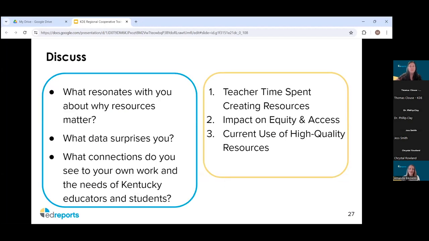Great. So now that you've had a chance to review that data, let's revisit those reflection questions. We'd love to invite you now in the chat to share a response to any one of these questions that's really sticking with you. Those questions are: what's really resonating with you about why resources matter for our students? Any data that really surprised or stood out to you? And what connections do you see to your own work and the needs of Kentucky educators and students? Again, we'd love to invite you to drop in just your response to one of those questions in the chat.